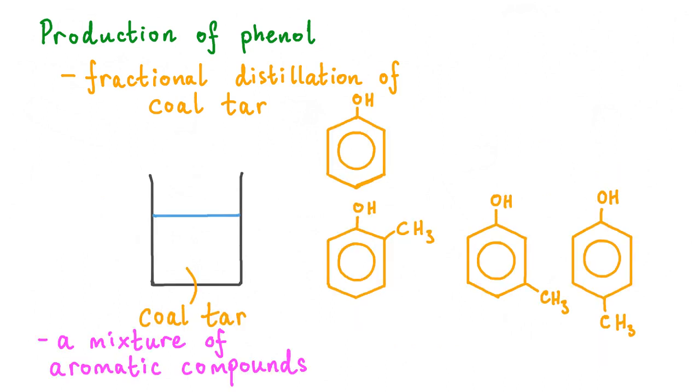Coal tar is in fact a mixture of many aromatic compounds. As well as phenol, it contains cresols or methylphenols. Since these molecules have different boiling points, fractional distillation is used to separate them out.